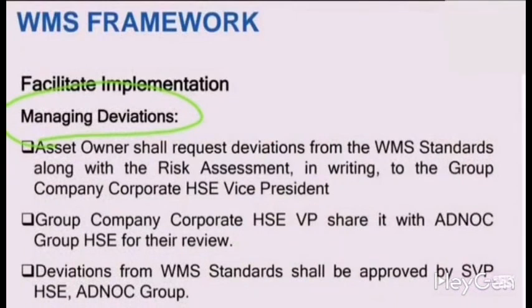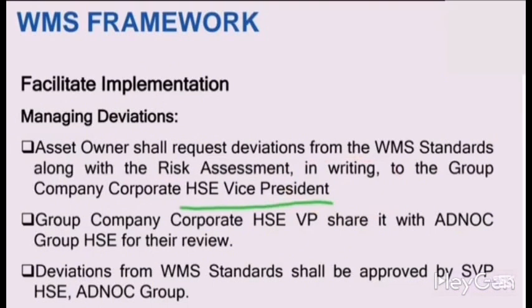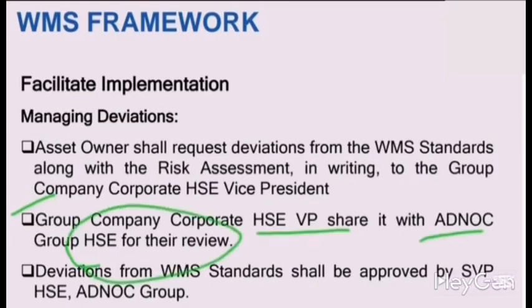So the first point is that the asset owner will request a deviation from the WMS standard. Along with the risk assessment, which you will have supported with a dynamic risk assessment, the asset owner will submit this request to the group company's corporate HSE vice president along with the written risk assessment. What will happen next is the group company corporate HSE vice president will share it with the ADNOC group HSE.